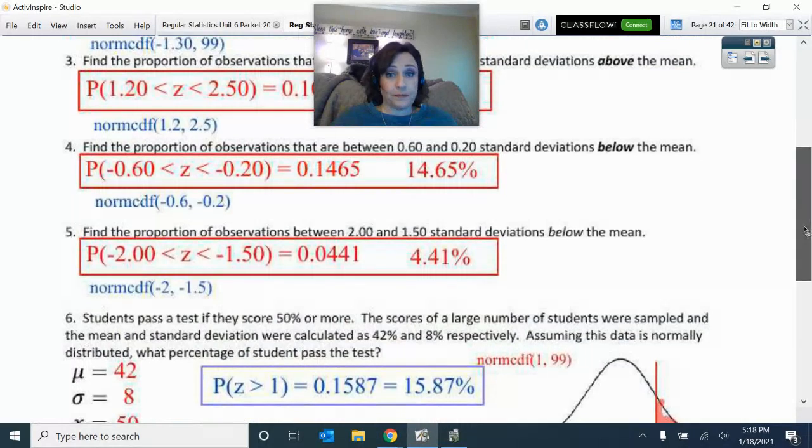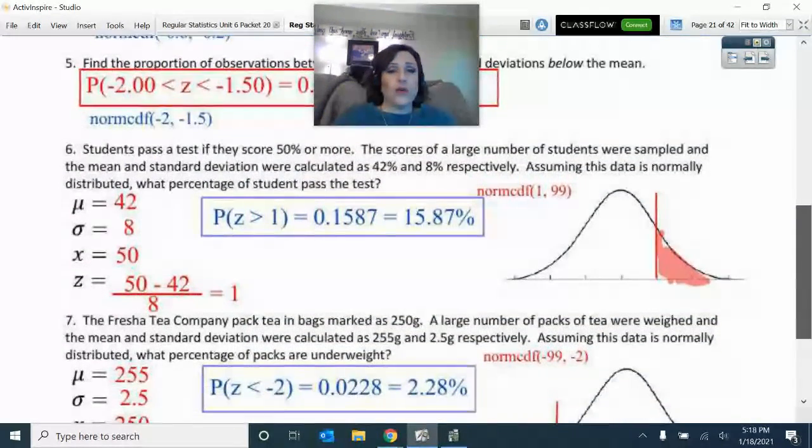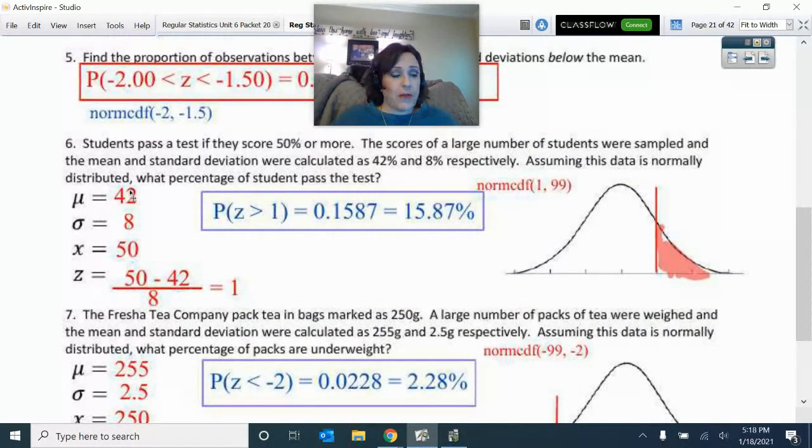All right, let's move on then to where we have context. So here we go. Here we are talking about a student passing the exam. The mean was 42 and the standard deviation 80. A passing score was 50. Here's a picture so that you could draw it if you wanted to. I got my z-score, x minus the mean over the standard deviation, and that was 1.